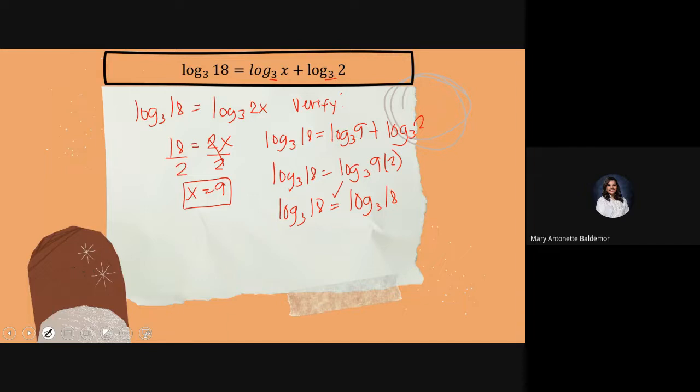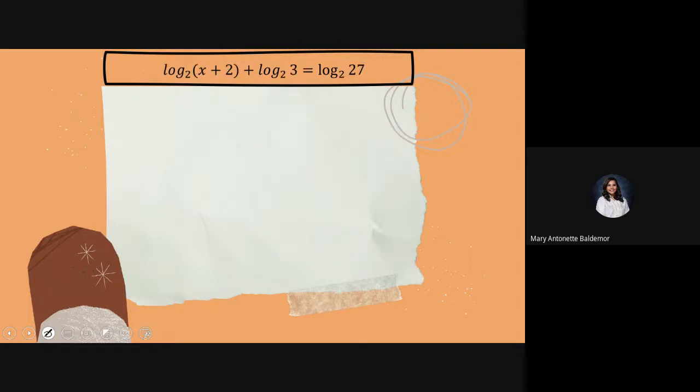Okay, so approximately, using the calculator, we have 2.6309. So the same, 2.6309. So let's proceed to the next example.